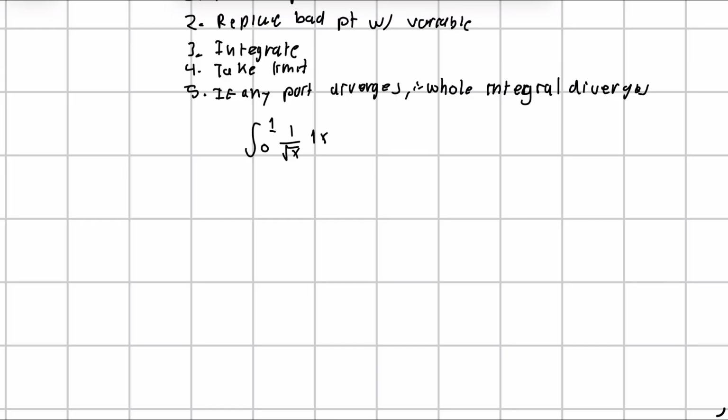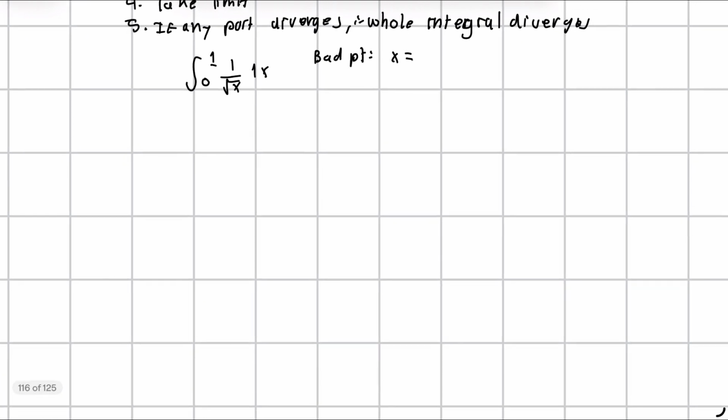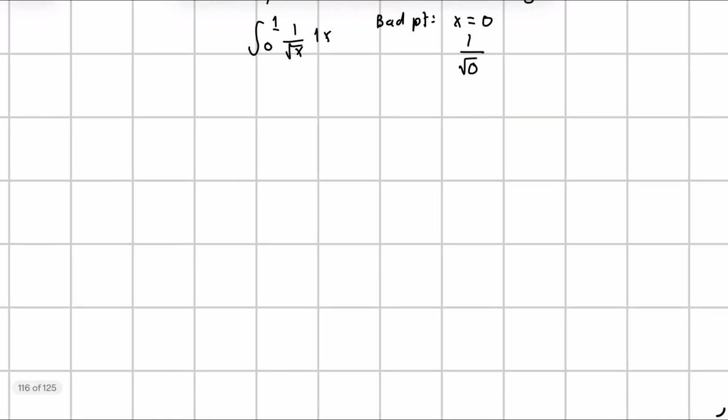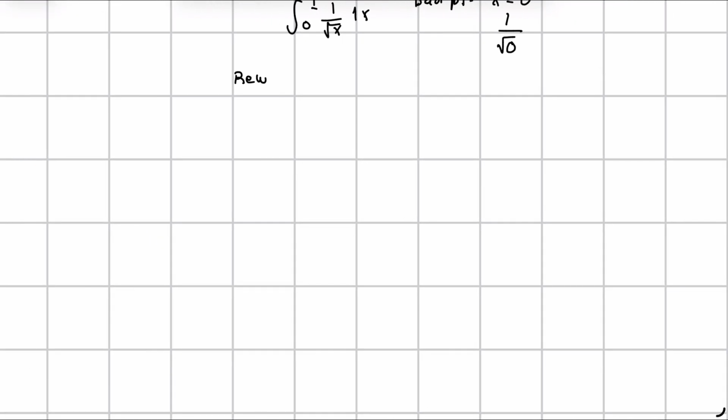So let's do this example where we have the integral from 0 to 1 of 1 over the square root of x times dx. So our bad point is going to be when x is equal to 0, because then you're going to have 1 over the root of 0, and we can't do that because we're going to have division by 0, right? So then we're going to rewrite this as the limit as a approaches 0 from the positive side.